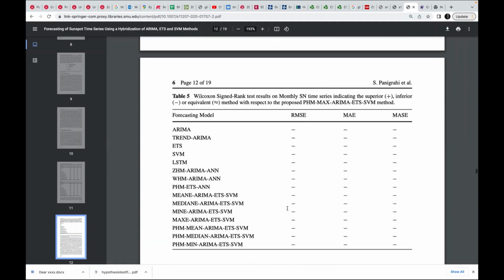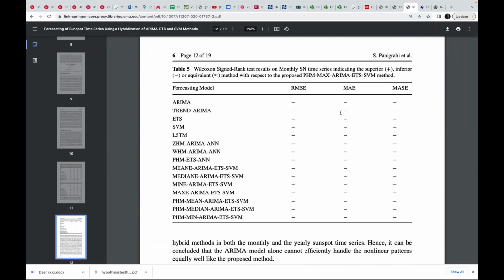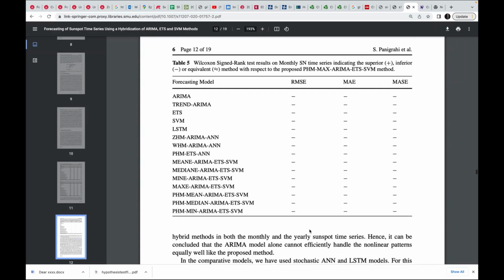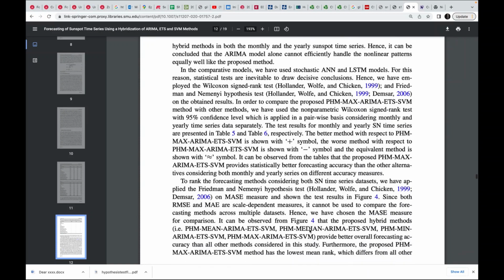So again, there's a lot packed into this paper. All these are minus signs, meaning that the max, notice the max is missing, that's the one they're comparing. Every time there's a minus, it means that it beat this model. So it hands down beat it. This last model beat it in terms of RMSE, MAE, and MASE. So very interesting findings there.